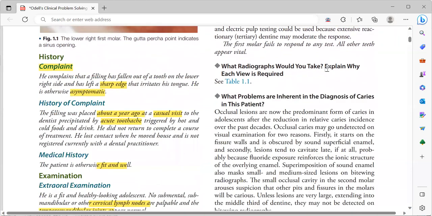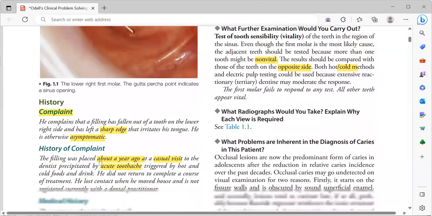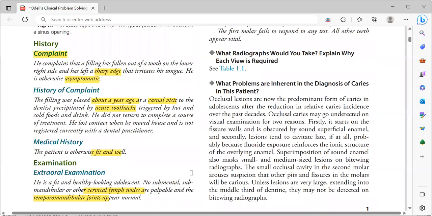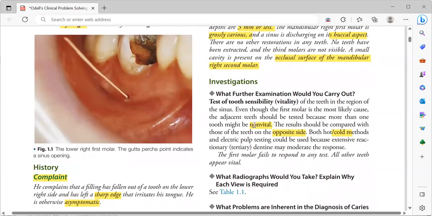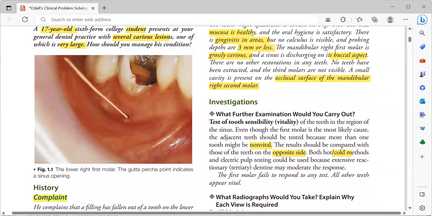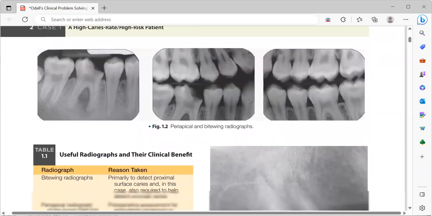Then what radiographs would you take? Explain why. Okay, so we have taken the history from the patient. We checked his medical history. We did the examination. We did the cold test. Now we need to take a radiograph to understand what is happening below in the root area, right? So we will take the X-rays. They are asking which X-rays you would take.